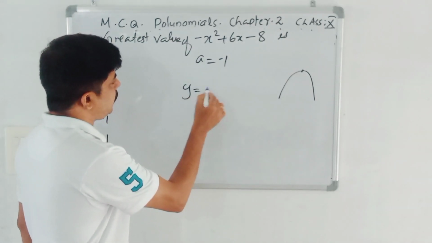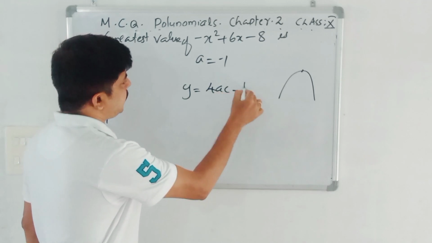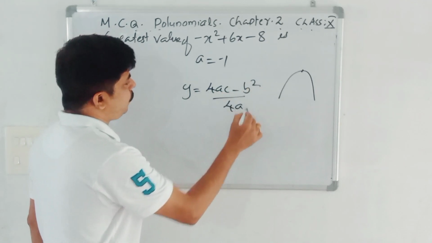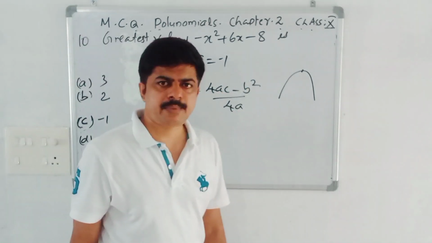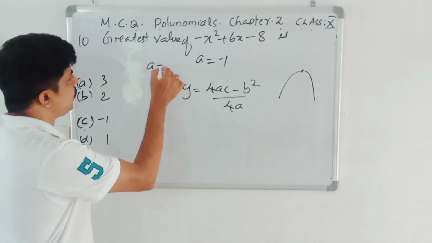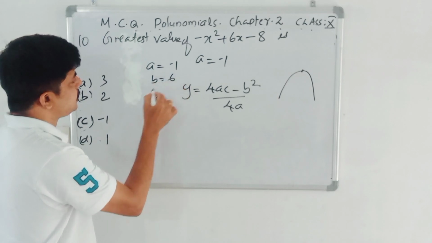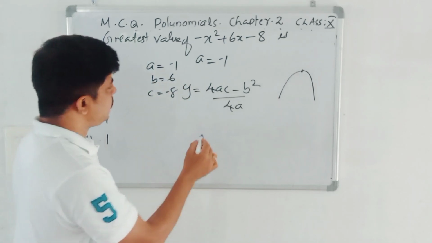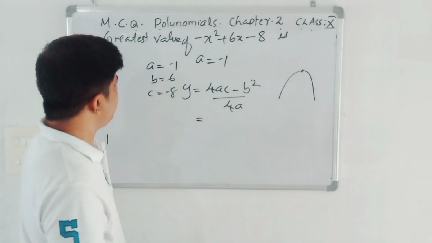We have to find the y value. We have (4ac − b²)/4a. To find the minimum value and maximum value, we will be applying the same formula. We have here a = −1, b = 6, c = −8. By the substitution method, we can find the maximum value.